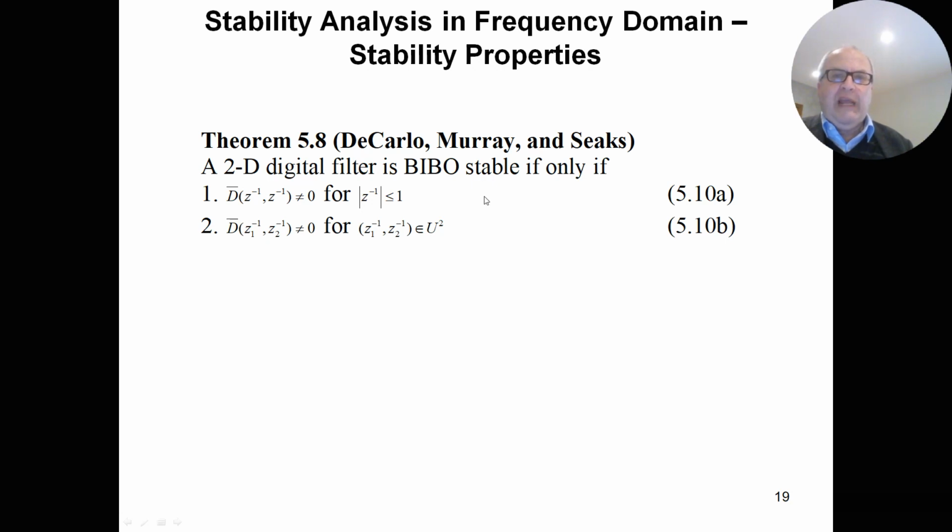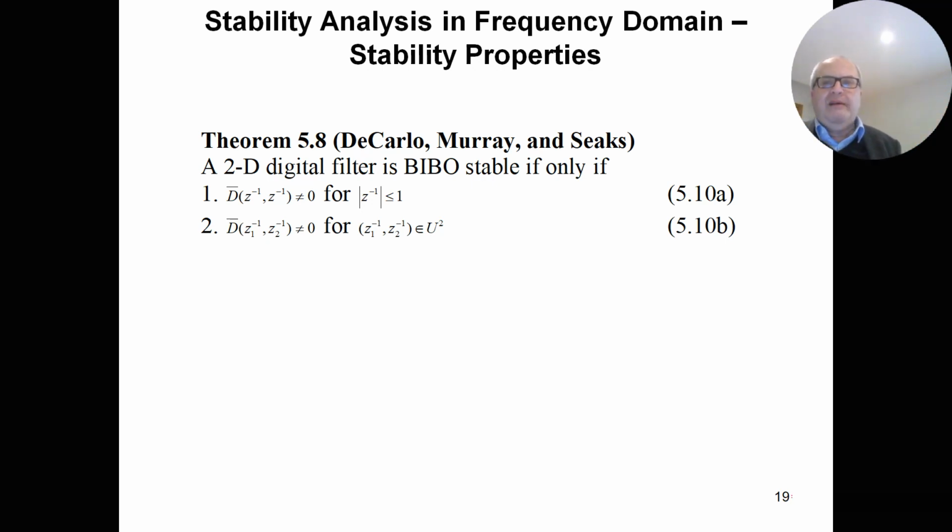De Carlo, Murray, and Sykes proposed this technique, this theorem for stability of two-dimensional systems. And a two-dimensional digital filter is bounded input, bounded output. What does it mean, bounded input, bounded output? Two-dimensional system or two-dimensional filter, maybe a filter that processes an image. Bounded input, bounded output means for every bounded input that you have in your system, the output is also bounded.